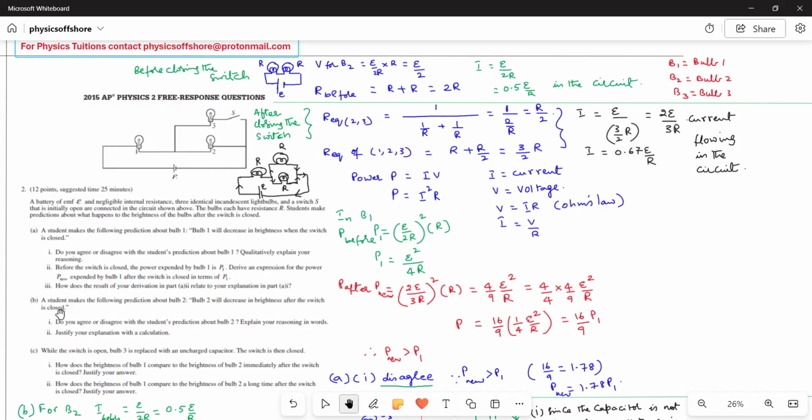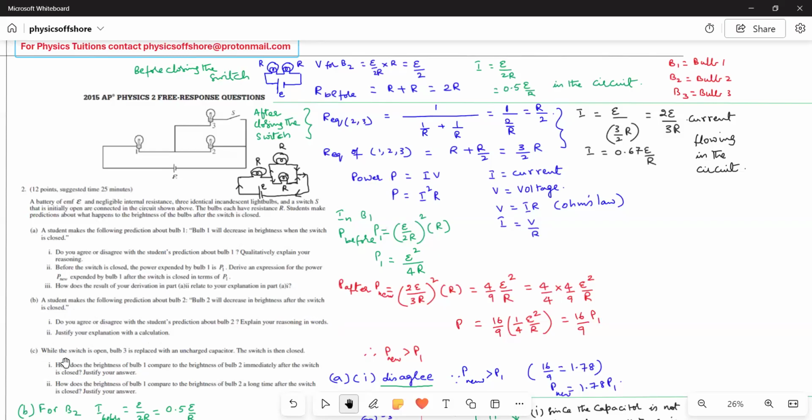B. A student makes the following prediction about bulb 2. Bulb 2 will decrease in brightness after the switch is closed. Sub-bit: Do you agree or disagree with the student's prediction about bulb 2? Explain your reasoning in words. Justify your explanation with a calculation.